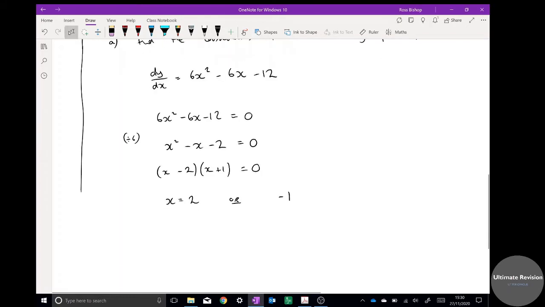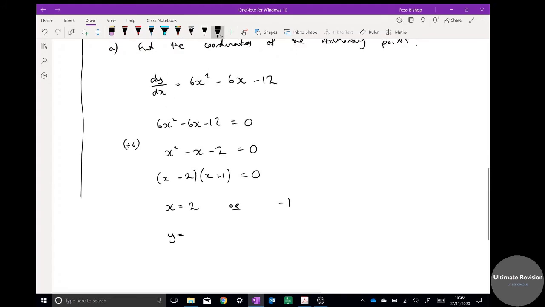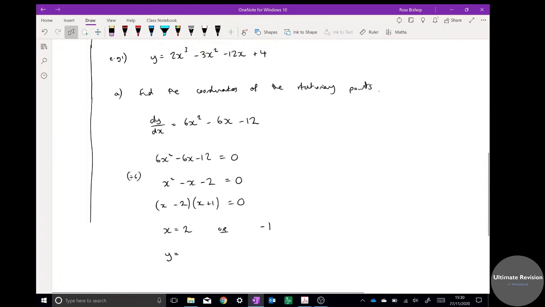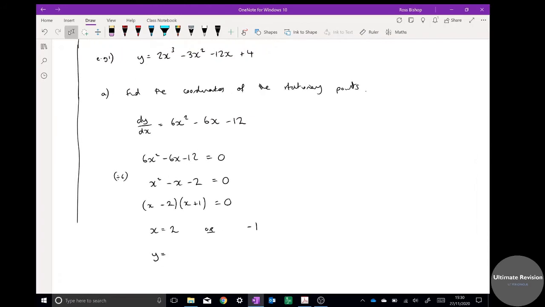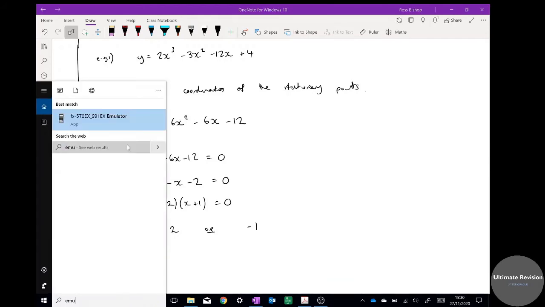I then need to work out what my y coordinates are. So I need to work out what y is, and I do this by plugging them into the original function. I'm going to use my calculator as a bit of a treat here.